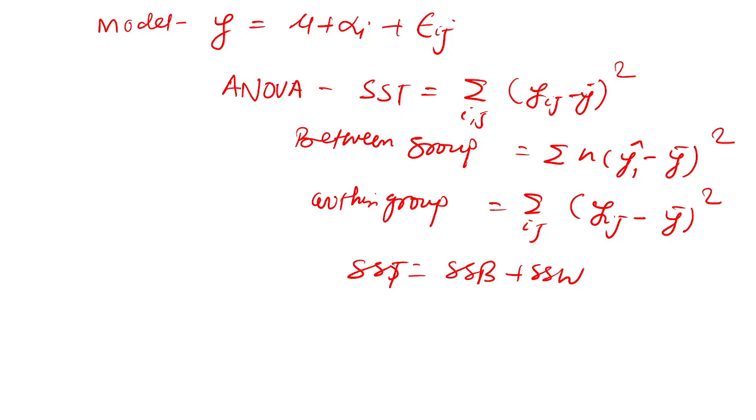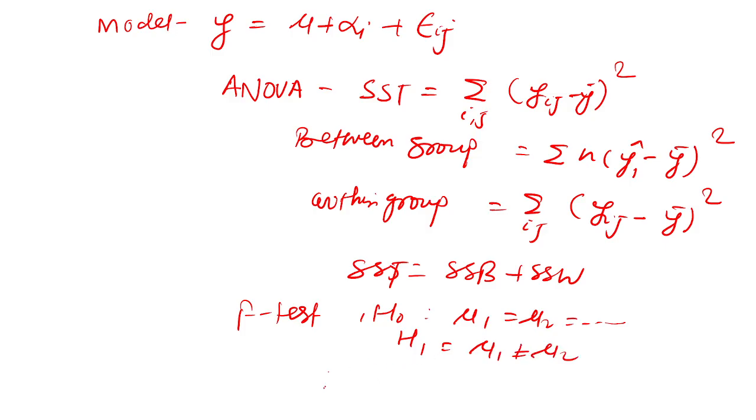So what we have to do? Let's say the F test will become H naught, something will be there. So F will become MSB by MSW. I'll take one more page.